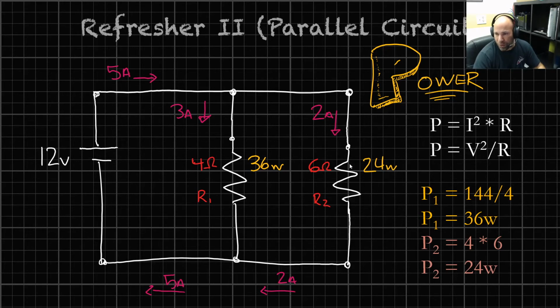Conversely, we can use the other equation for this second portion of the parallel circuit, and that's pretty simple. We're taking the current squared, so 2 times 2, 4, times the resistance, that's 6, 24 watts right here. Also worth noting, if you add up 36 and 24, you will get the total amount of power or wattage that's coming out of this battery, which we know is voltage times current.